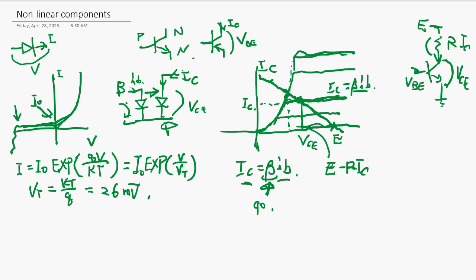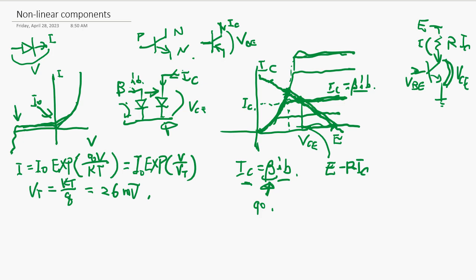So if you push more IB, it starts dropping here. This voltage is going to shrink with more current. So it moves like that. Okay, so this is the characteristic of the transistor.